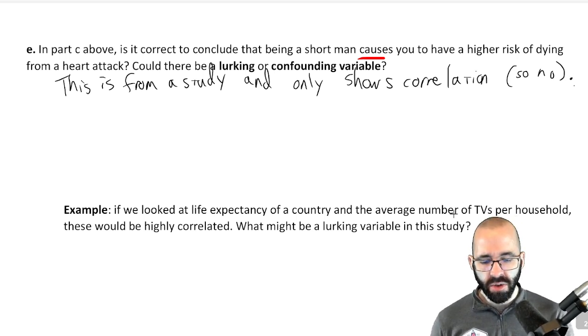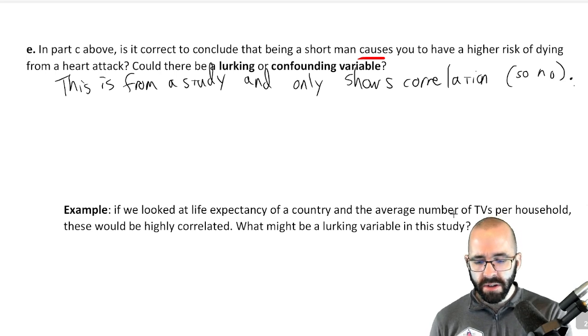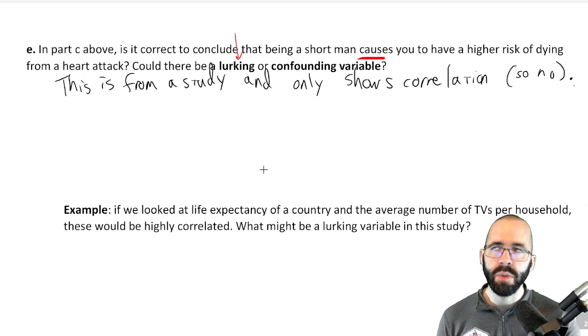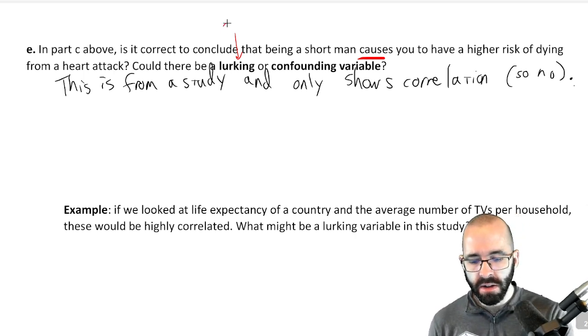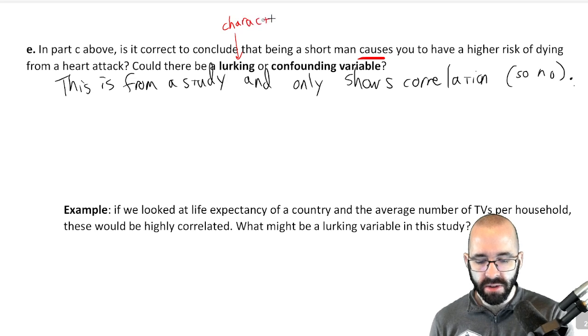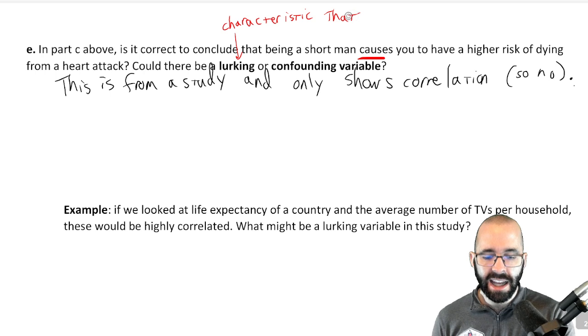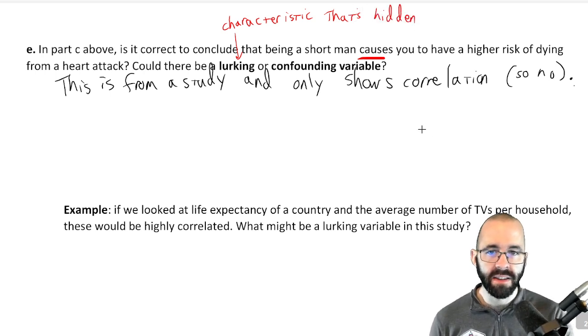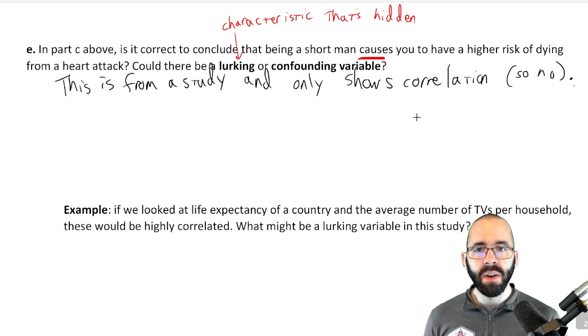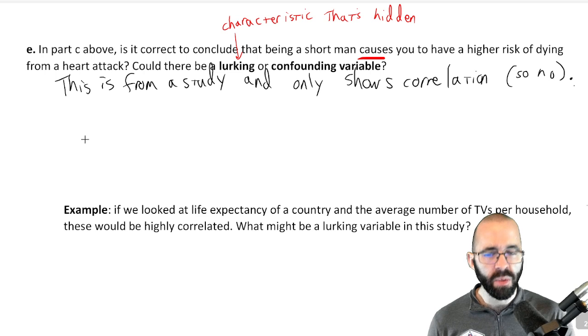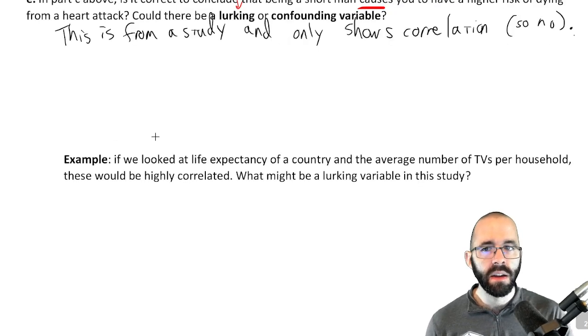Could there be a lurking or confounding variable? A lurking variable is a variable, which, remember, variable is like a characteristic, right? It's a characteristic or variable that's hidden, that we're not accounting for, that might affect things. So to think about whether there might be a lurking or confounding variable here, let's look at this example, and then we're going to come back to E.